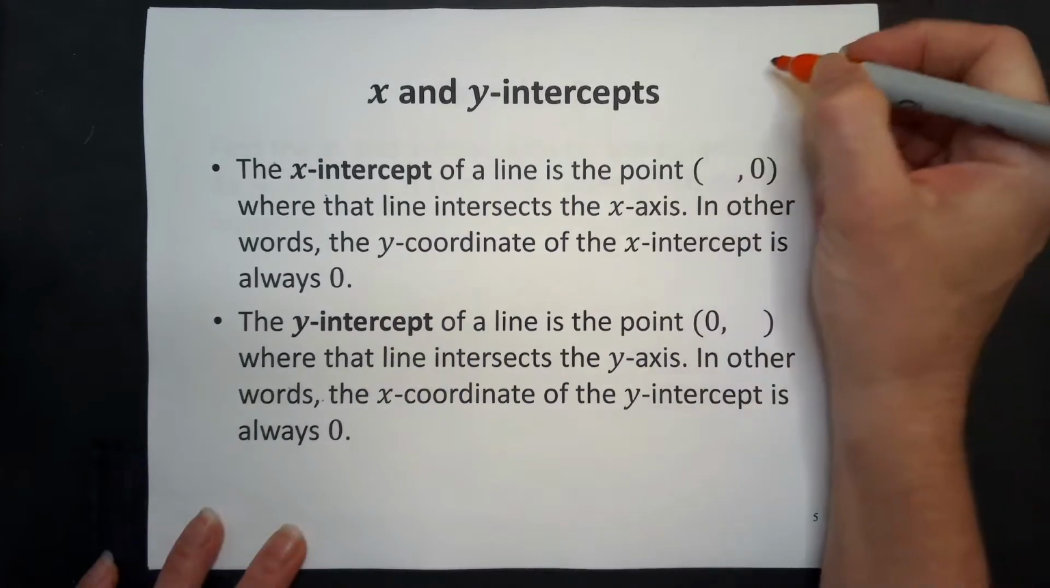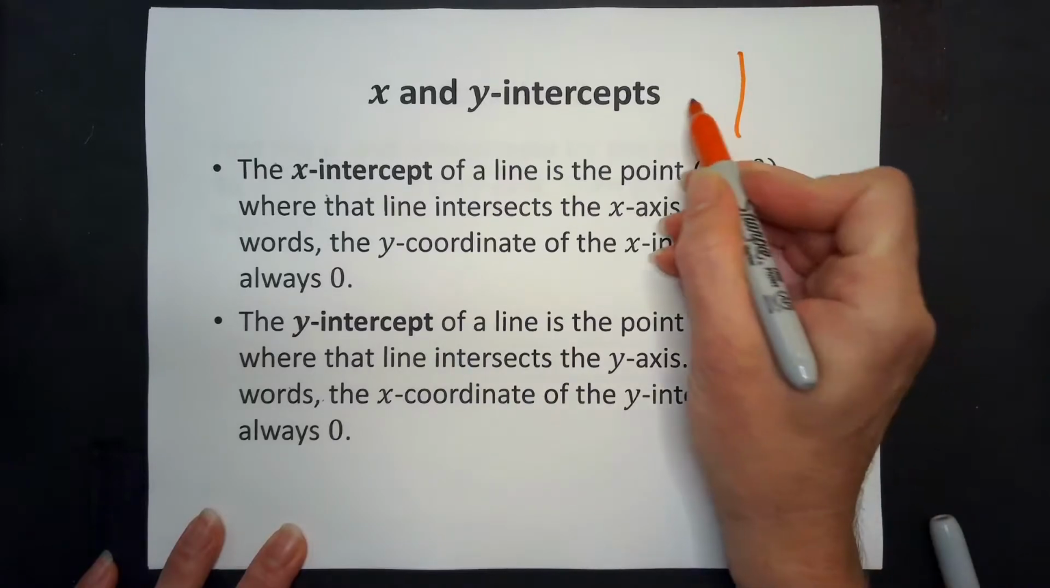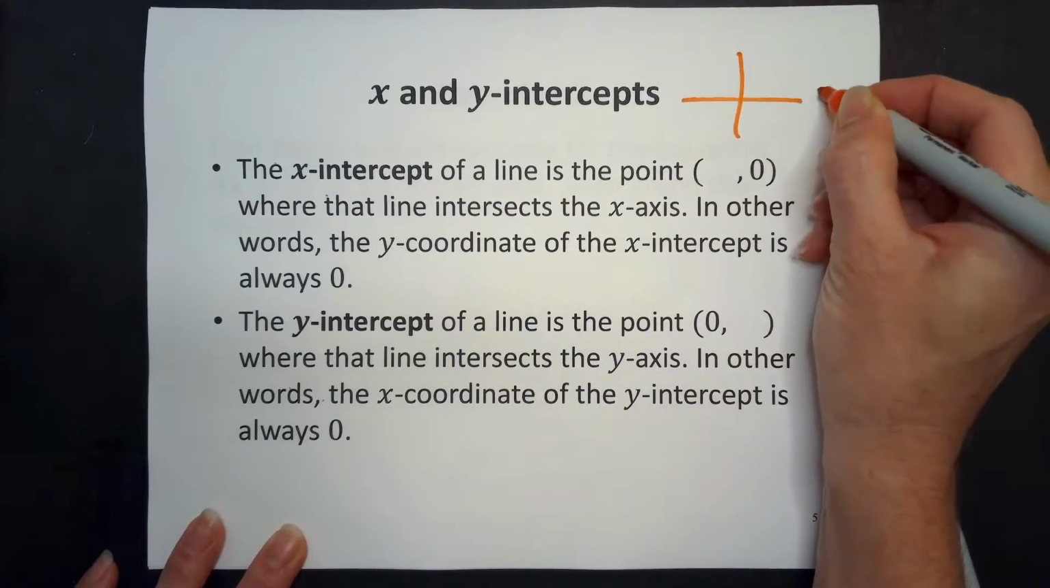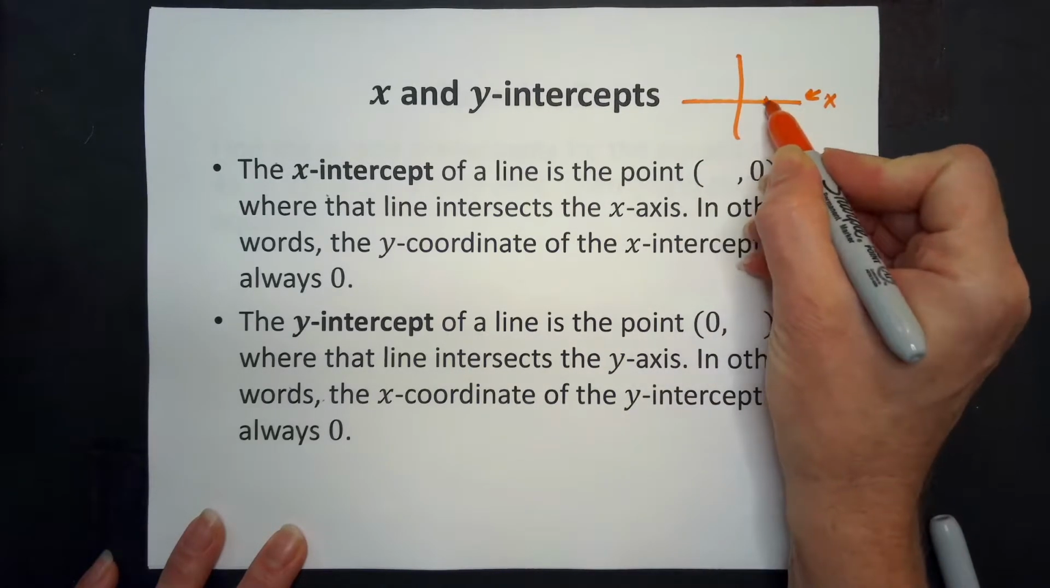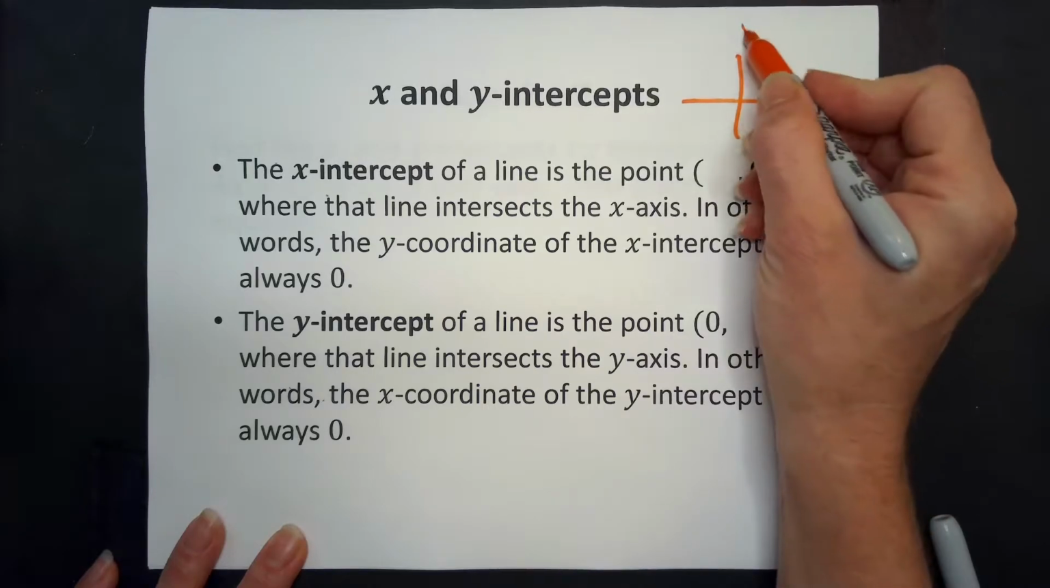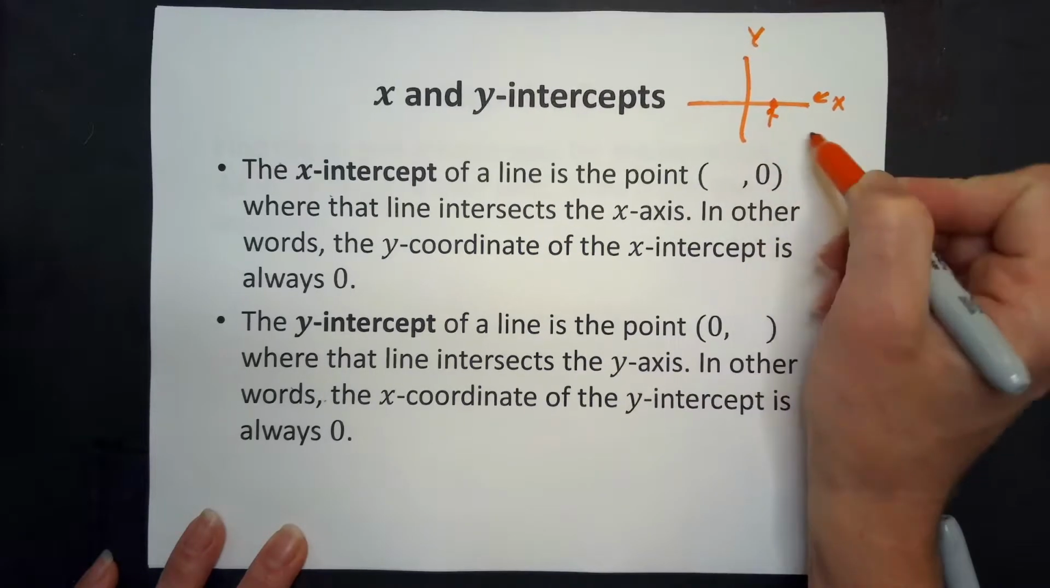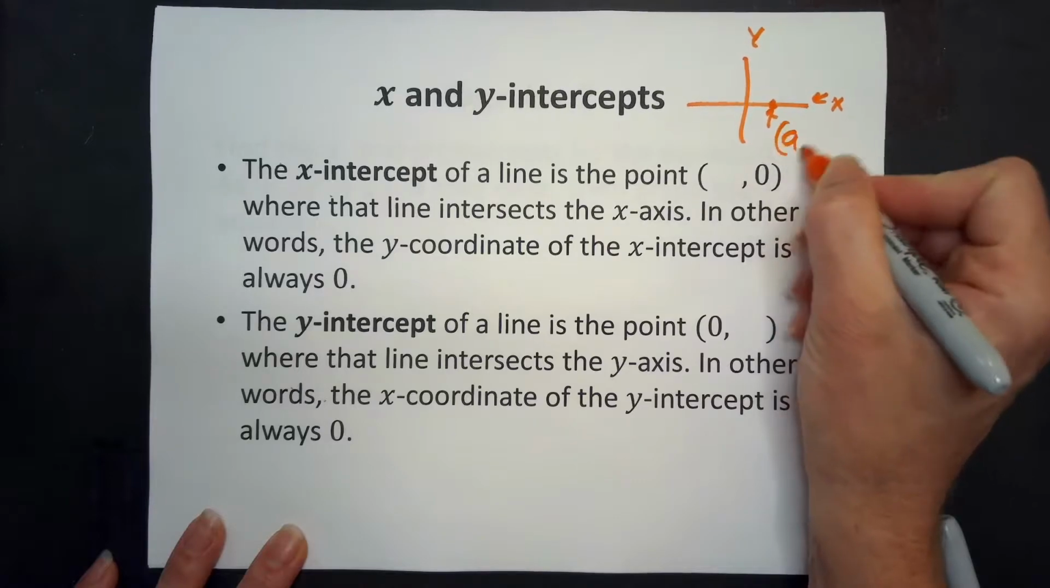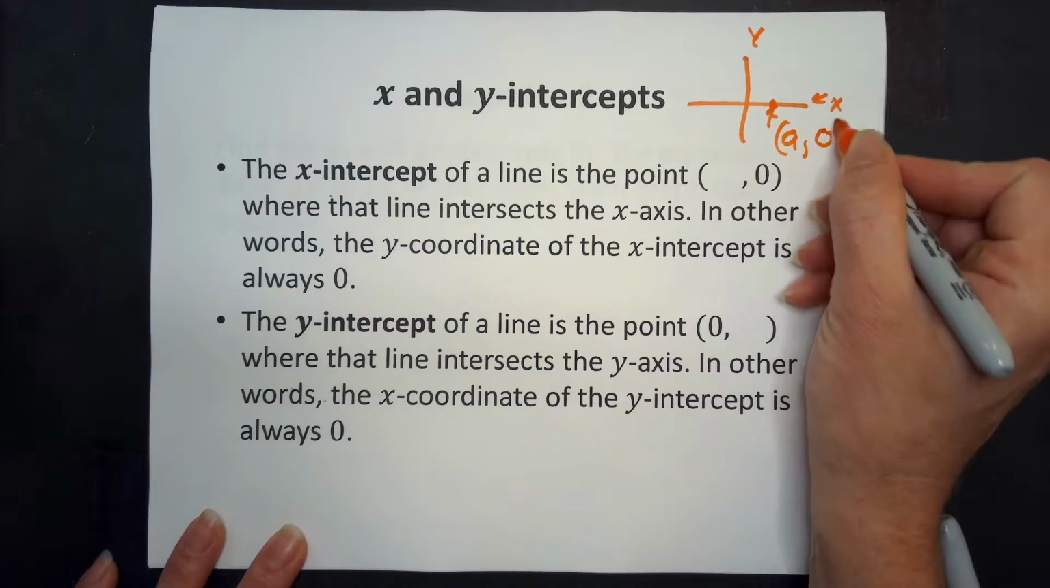We can see this if we draw a quick x and y axis here, this being our x-axis. If I want to be on this line, then my y-coordinate has to be 0, right? So if I want to be here at A, y has to be 0.